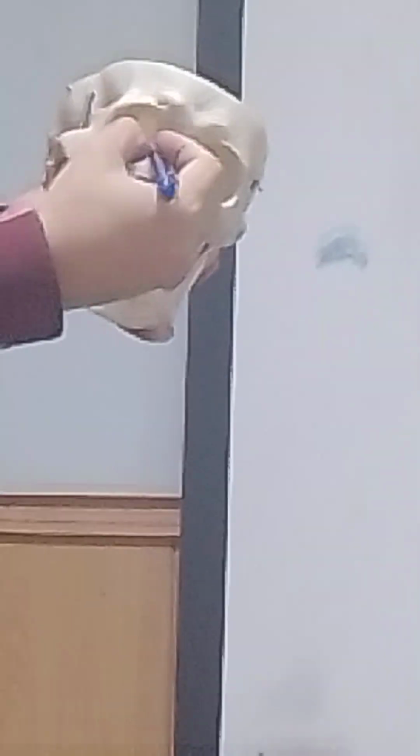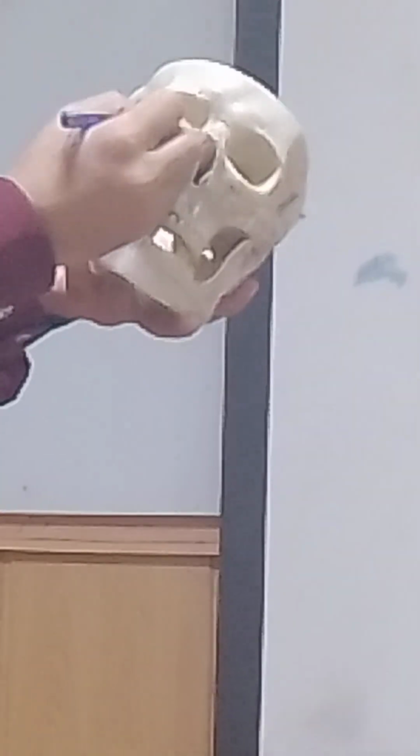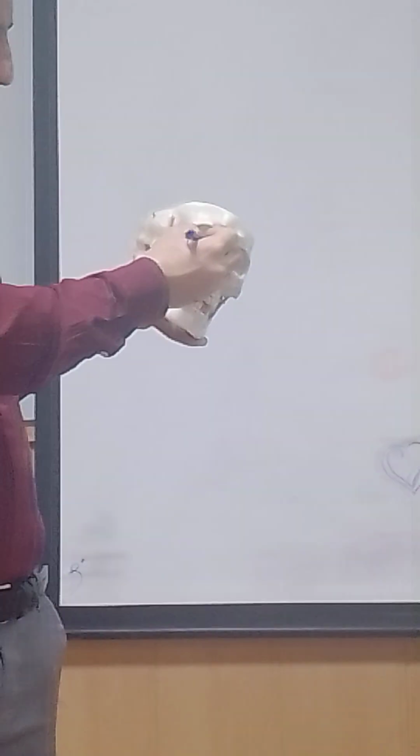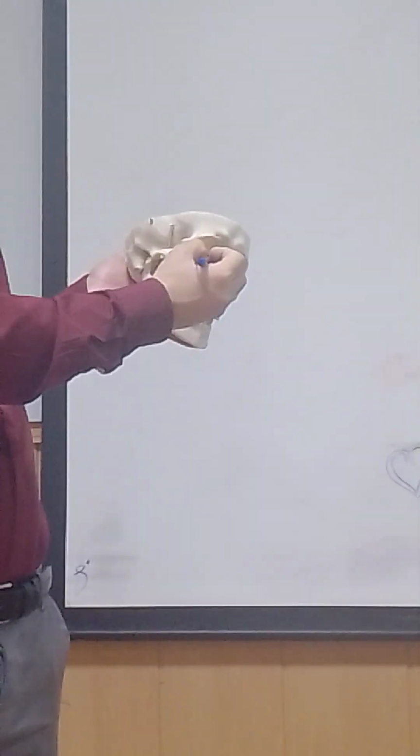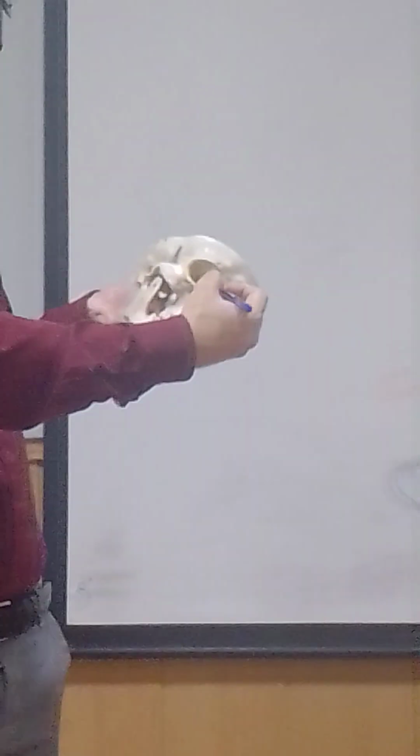Medially, it is made by the frontal process of the maxilla, here the lacrimal bone, and the orbital plate of the ethmoidal bone. See here, here is the lacrimal bone. The lacrimal bone has a small crest which is named the posterior lacrimal crest. See this crest in this area.